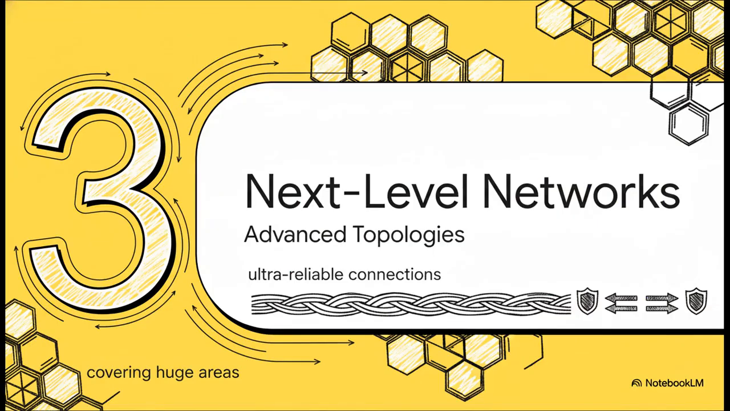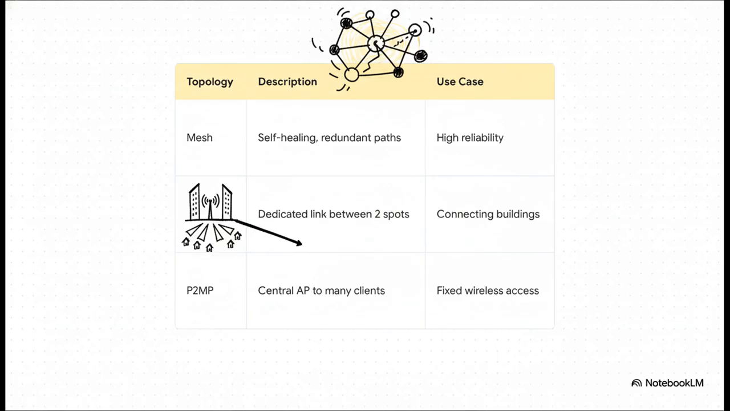All right, so a standard infrastructure setup works for most places. But what happens when you need something more? Like, how do you cover a massive outdoor area or build a network that absolutely positively cannot fail? For that, we need to get a little more advanced. So let's quickly run through three of these. First up is mesh. In a mesh network, all the nodes can talk to multiple other nodes. So if one connection fails, the data just cleverly finds a different route. It's self-healing, which makes it incredibly reliable.